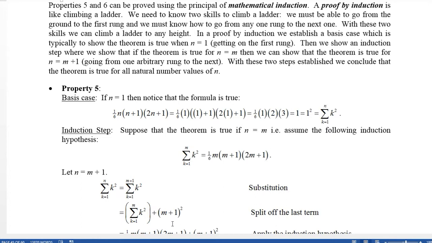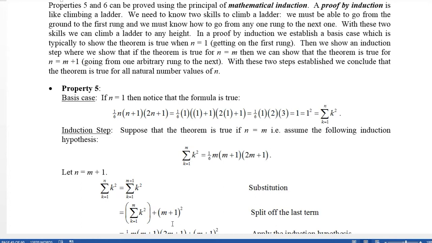next rung, then we know how to get from the first rung to the second. If we know how to do that, then we know how to go from the second to the third. If we know that, we know how to go from the third to the fourth, and so forth. And so that tells us that we can get up as high as we want. And so that's what we basically do with the proof by induction.